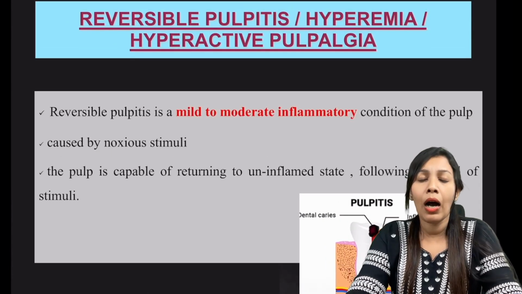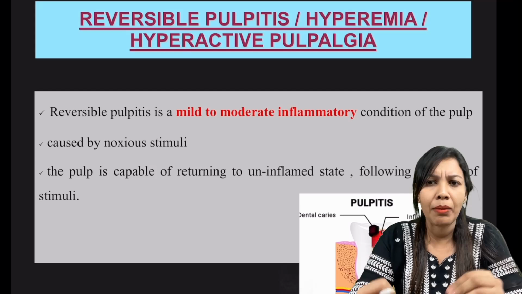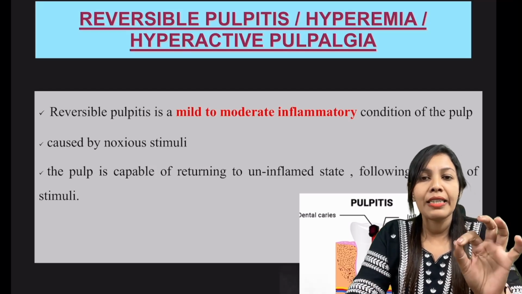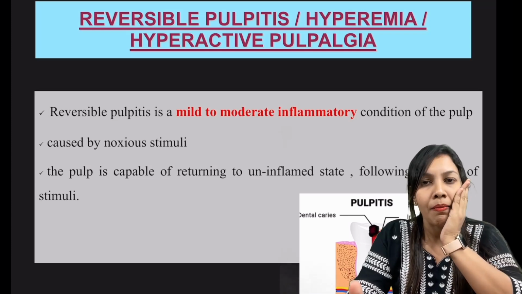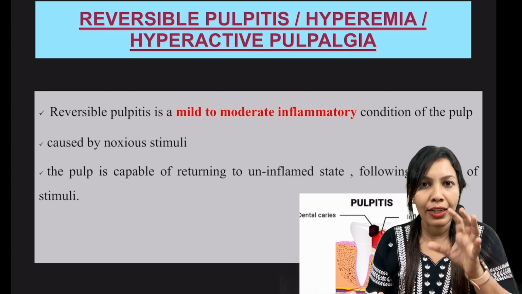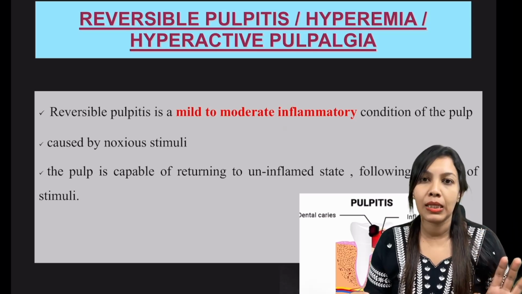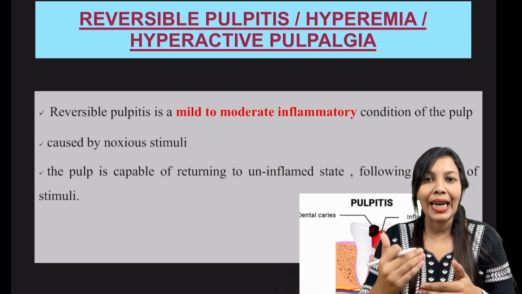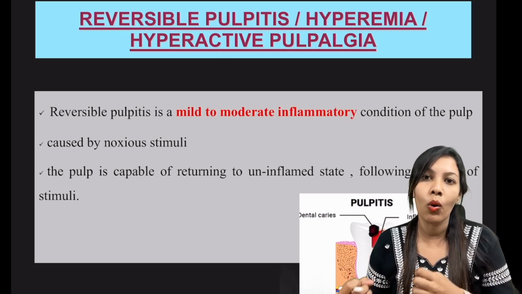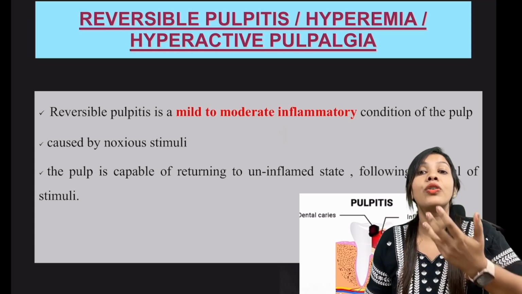So how is it called reversible pulpitis? The patient will have a mild to moderate inflammation of the pulp. When a stimulus, suppose cold, like eating ice cream, is applied, the patient has sudden pain. But when I remove the stimulus, when I stop eating the ice, the pain goes off. That is reversible pulpitis. It means the pulp had a certain irritation, but it came back to its normal condition once the stimulus was removed. That means the pulp is healthy and can come back to its normal state.